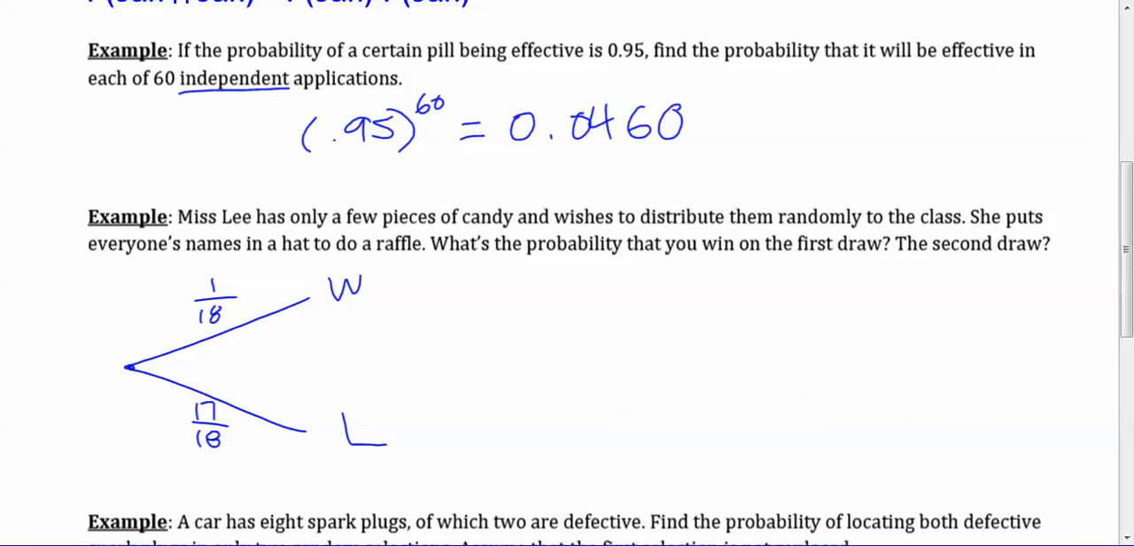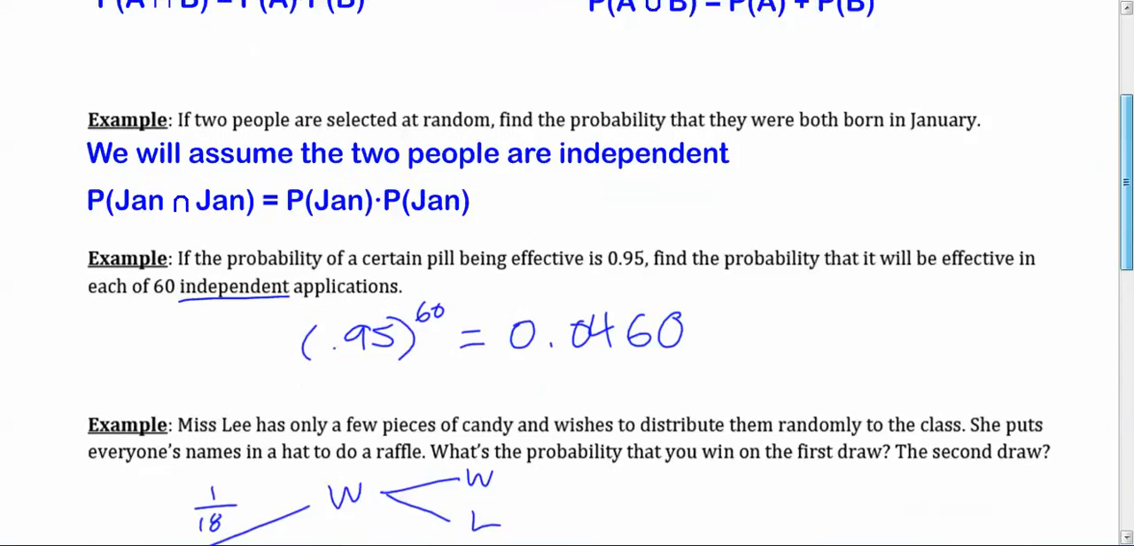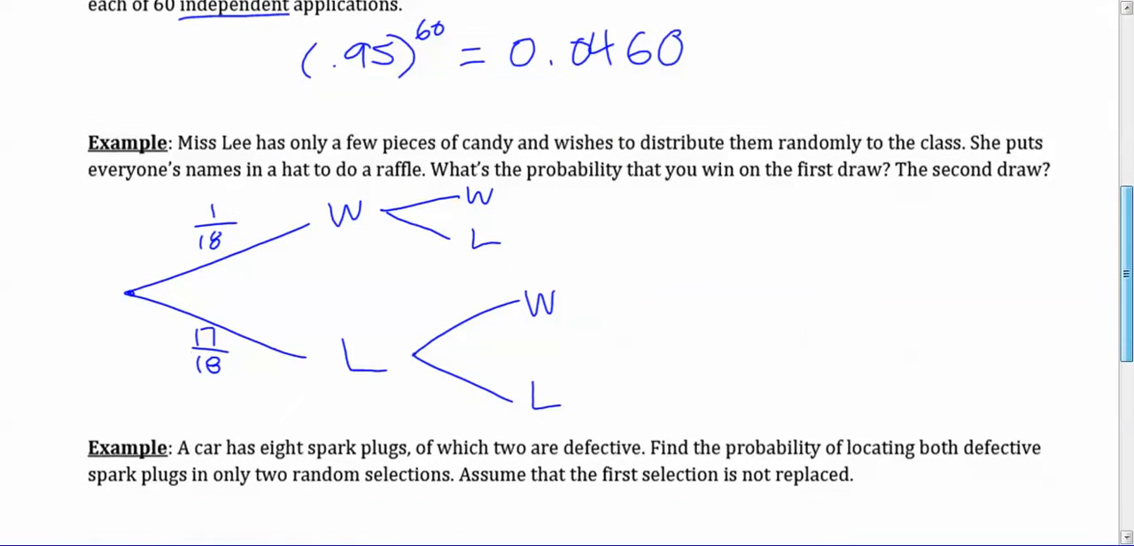Now, on the second draw, one of two things could happen. You could win or you could lose. The probabilities that go on here are going to depend on whether or not you're doing this with or without replacement. Since we already did a couple of examples previously on this page where they are independent, that is, they did not change, the same thing would happen here. So if they were independent, the probability you win or don't win on the second draw is going to be exactly the same as it was for the first draw.